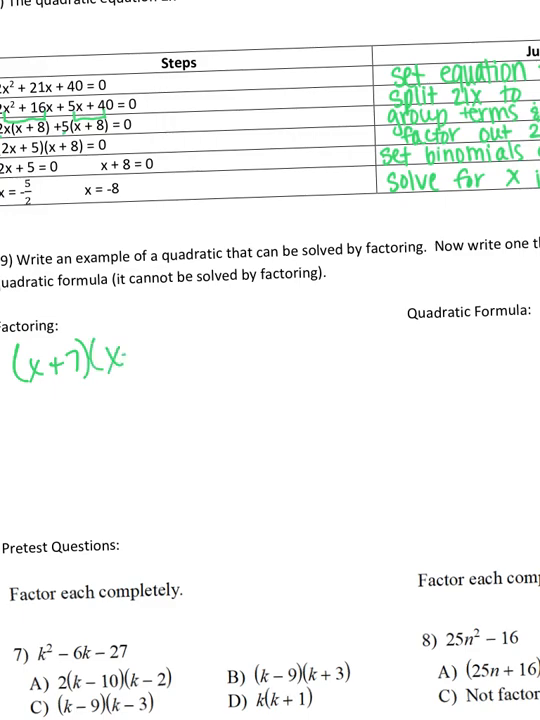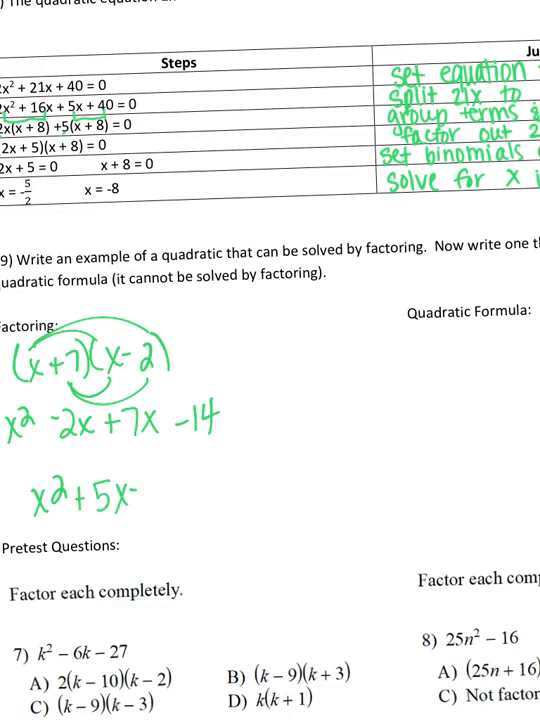x plus 7 times x minus 2, and then go ahead and distribute that out. x times x is x squared. x times -2, 7x, and then -14. So we've got x squared plus 5x minus 14, right?